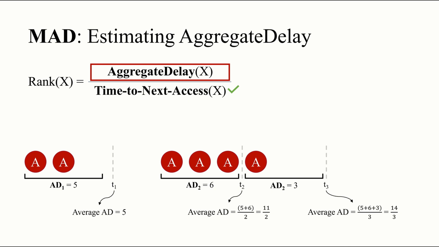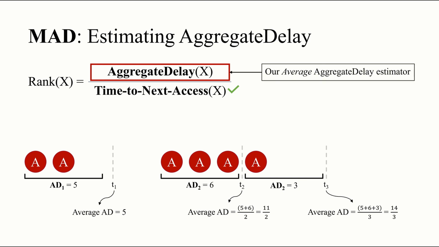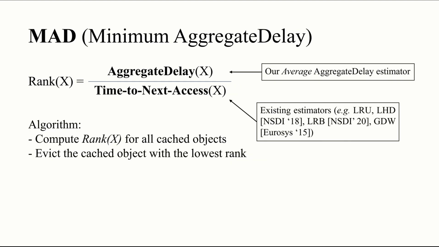We call this estimator the average aggregate delay. And while it's simple, we find that it serves as a good heuristic for an object's true aggregate delay, with a Pearson correlation coefficient of 0.7 between the two. Putting these estimators together, we're now ready to compute the rank of each object in a real cache.